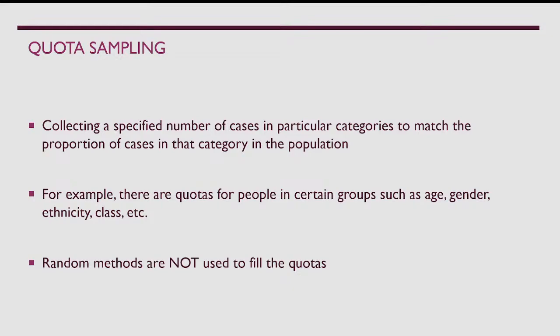You just grab 200 white people, 15 Muslims, whatever it happens to be, and you don't really care as much who they are, right? And you're not randomly sampling, you're just collecting whoever you can get.